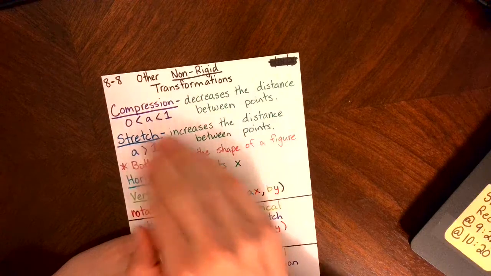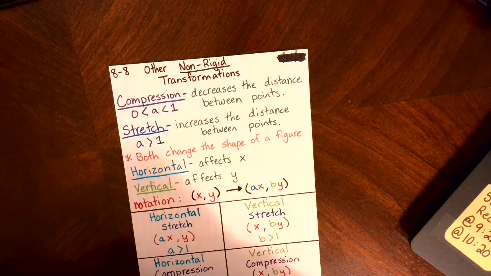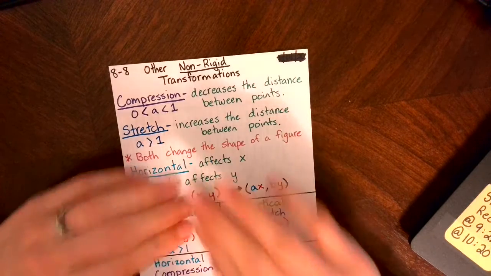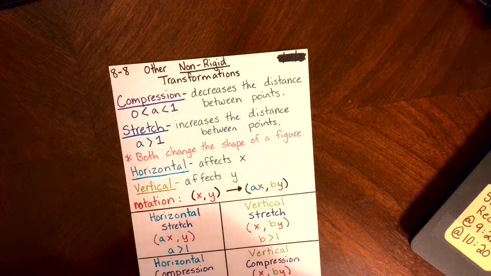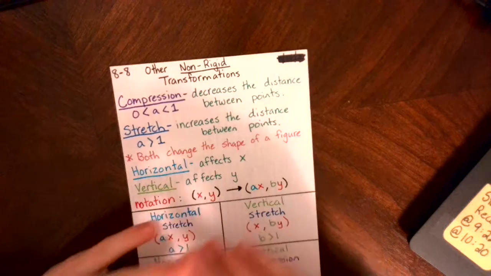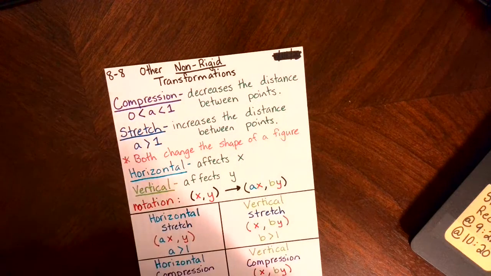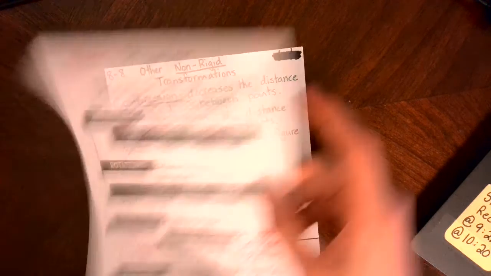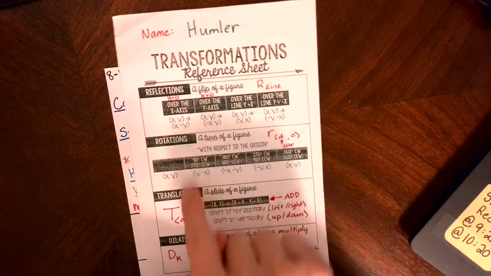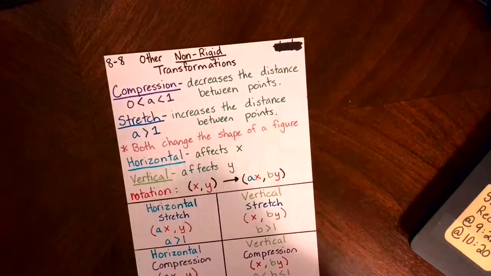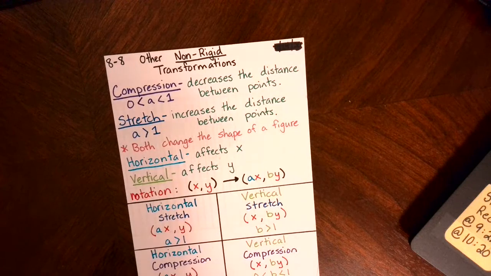Now a stretch means it's increasing the distance between the points. It's getting bigger, or an enlargement. Both of these change the shape of a figure, which means this is not a rigid transformation. That's why it says non-rigid transformations. Remember, the only 3 rigid transformations we deal with are reflections, rotations, and translations. These ones and dilations are non-rigid, okay?